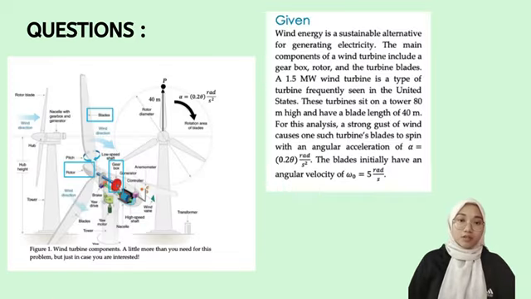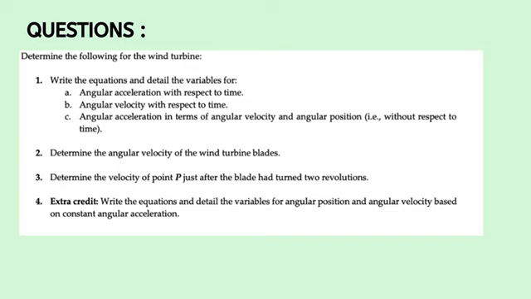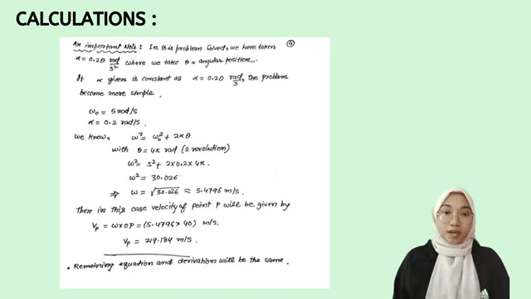Given information: a large wind turbine has a blade length of 40 meters. Angular acceleration of the blade is 0.2 radian per second squared. Initial angular velocity of the blade is 5 radian per second. And wind turbine power is 1.5 megawatts. And here is the calculation.